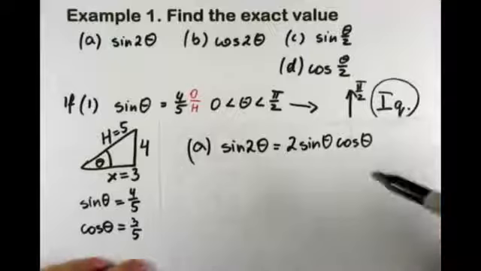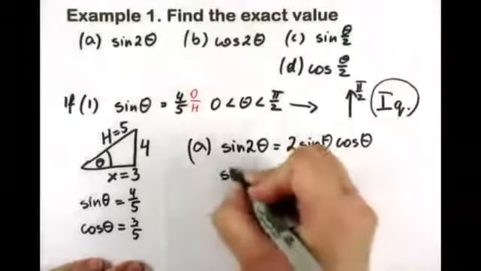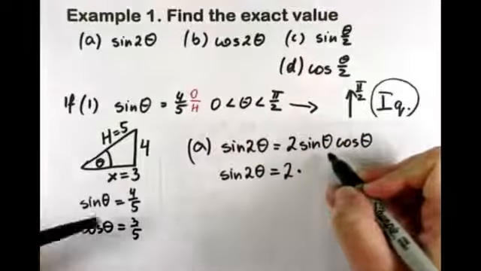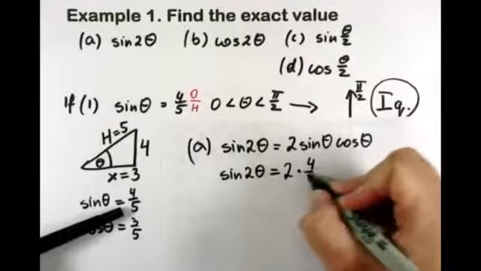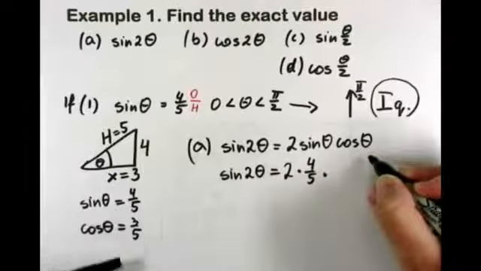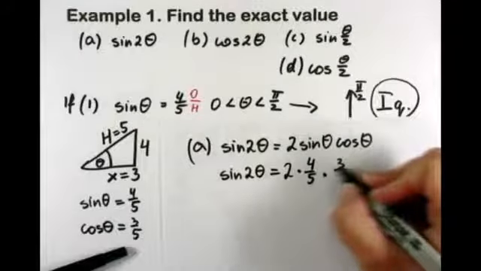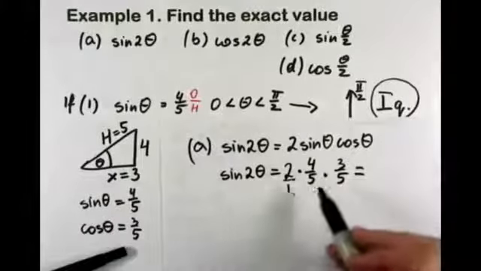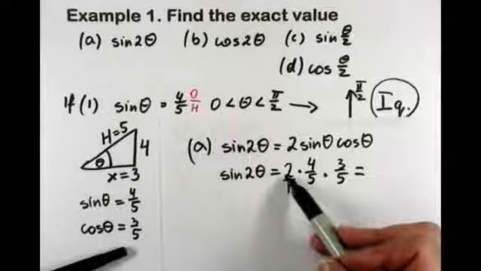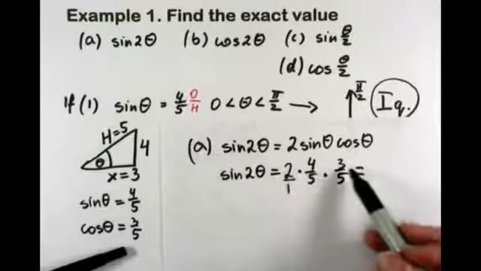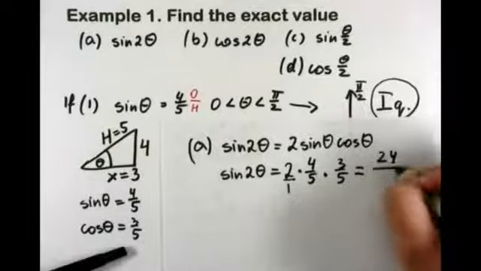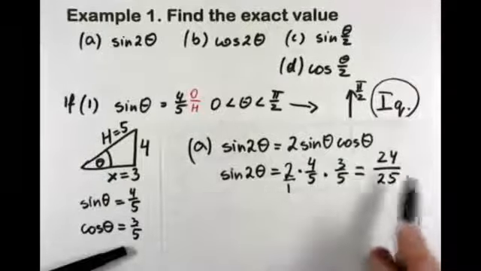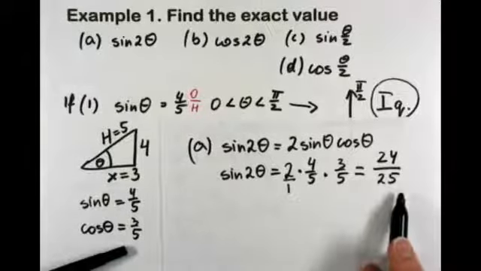So in that case, I substitute them into this formula, and I'm getting that sine 2 theta is equal to 2 times sine theta, which is 4/5, times cos theta, which is 3/5. I multiply them. This is like over 1. So then I have 2 times 4 is 8, times 3 is 24, and 5 times 5 is 25. So sine 2 theta is 24 over 25.